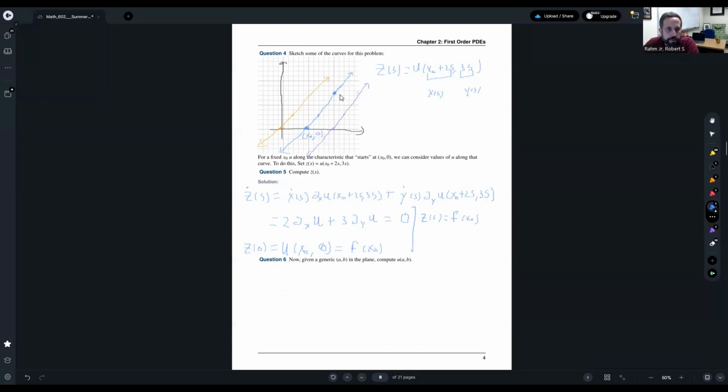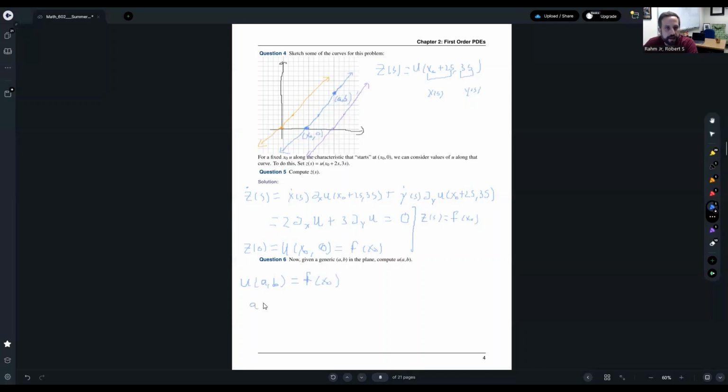Well, if I think about just a generic point in the plane, AB, I can trace things back to this characteristic, or back to this point here, and I know that u of AB is going to be equal to f of x naught. But given an AB, I need to figure out what this x naught is. Well, how can I do that? I'm going to solve these equations. I know that AB lies on a characteristic, and it goes to this point x naught, 0.